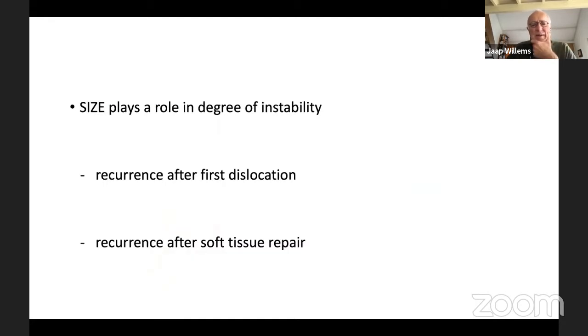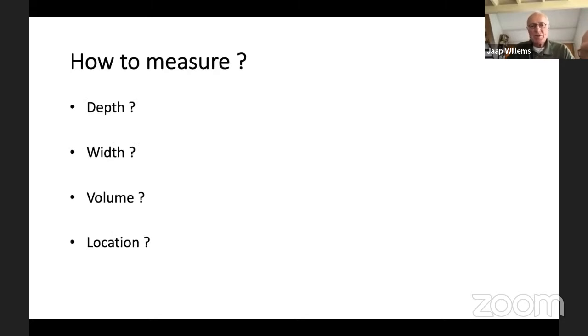The size is important, both after the first dislocation, but also if you have done a soft tissue repair; the size of the Hill-Sachs plays a role in the chance of a recurrence. So size is important, but we still struggle with how to measure the Hill-Sachs lesion. Is depth important? The width, the volume, or location? All have been investigated, but there is no real consensus on how to do it.